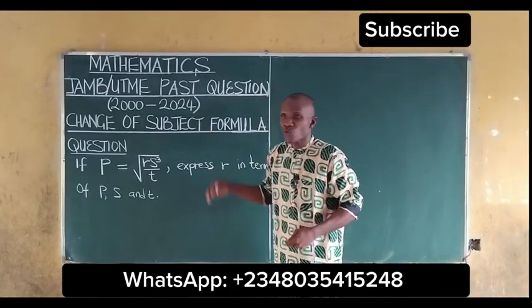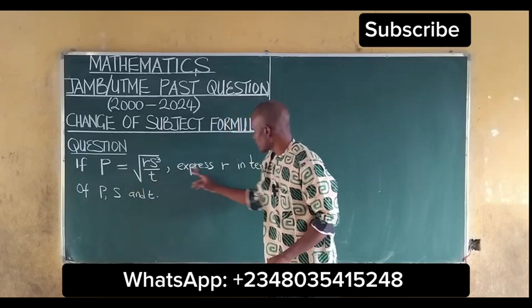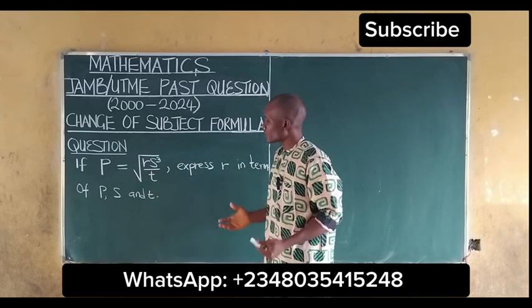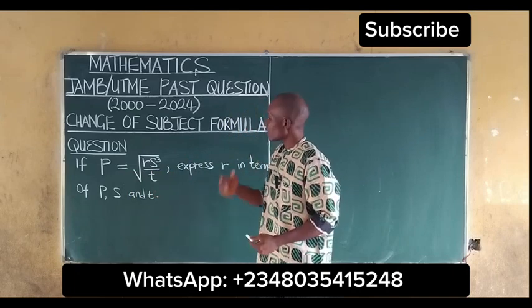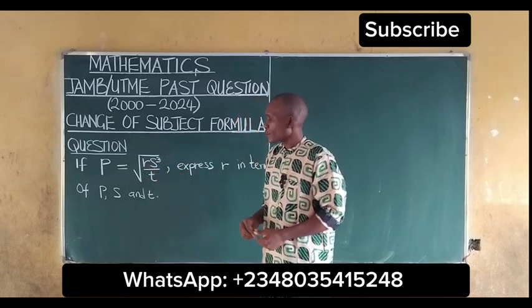In this tutorial video, we have yet another JAMB question here. If P is equal to this, express R in terms of P, S, and T. It's just simply telling you to find R or make R the subject of formula.